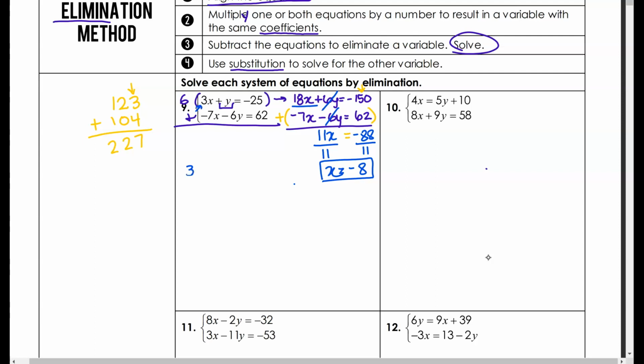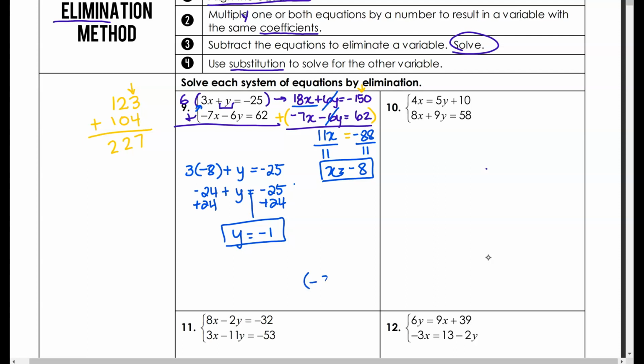I'm going to say 3 times negative 8 plus y equals negative 25. 3 times negative 8 gives me negative 24, plus y equals negative 25. I'm just going to add 24 to both sides. So I'd end up with y equals negative 1. So this ends up being negative 8, comma, negative 1 is our solution. This is our unique solution here.